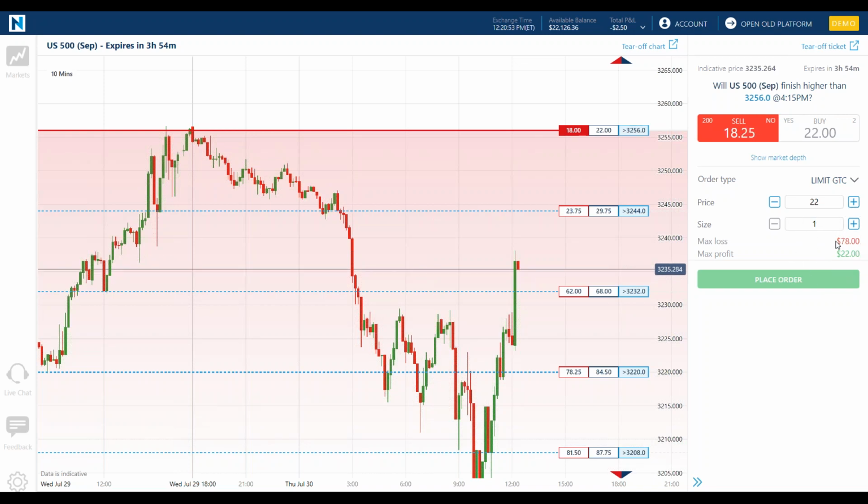So that's it. I mean, binary, it's a yes or no. Do I think it's going to finish above or below a price? Yes or no. If I think yes, I buy. If I think no, I sell.